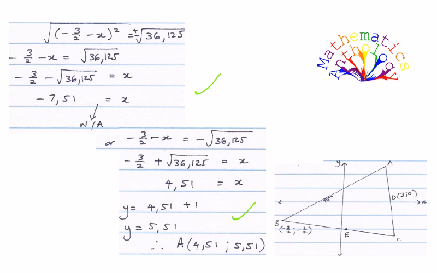If we look at the position of A, the x value there for A is on the positive side of the x-axis, which is why we ignore the first answer and we take the second answer there. So the x value would be 4,51. We substitute that into equation 1. Y is equal to 4,51 plus 1 now, and y is equal to 5,51. So my coordinates for A are 4,51 and 5,51, solved simultaneously.